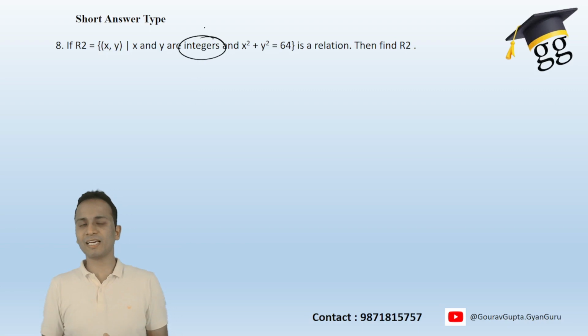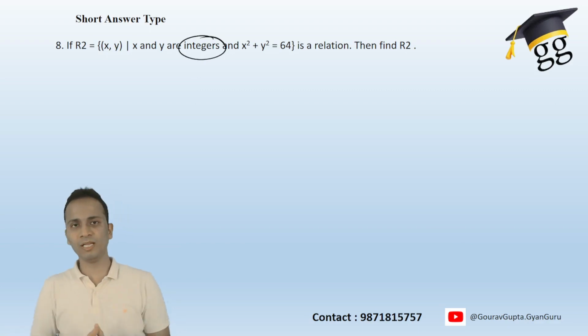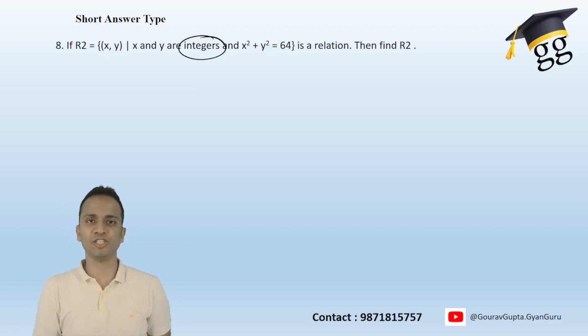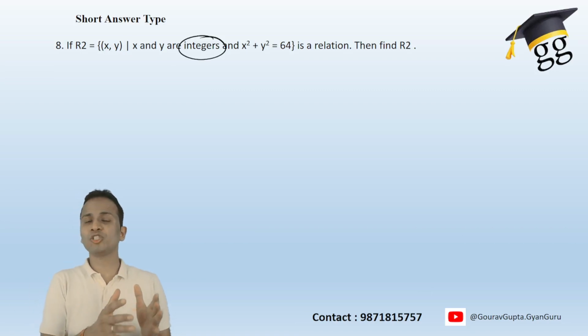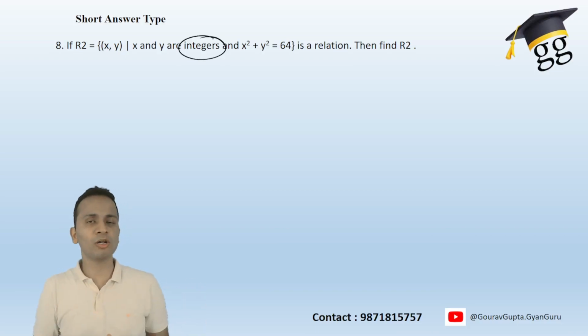Integers. अभी तक क्या था? Natural numbers, whole numbers. Now we have seen integers. Now what are integers? Integers are, I'll give you examples. -1, -2, -3, -4, and so on up till infinity, minus infinity. 0 is also an integer. Then 1, 2, 3, 4, 5 up till infinity.